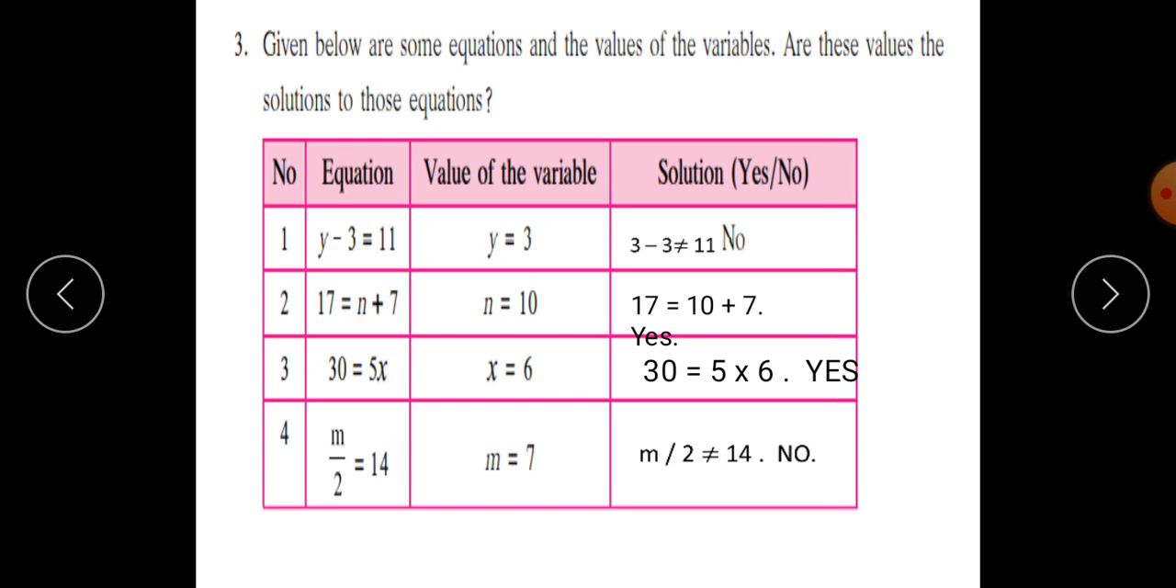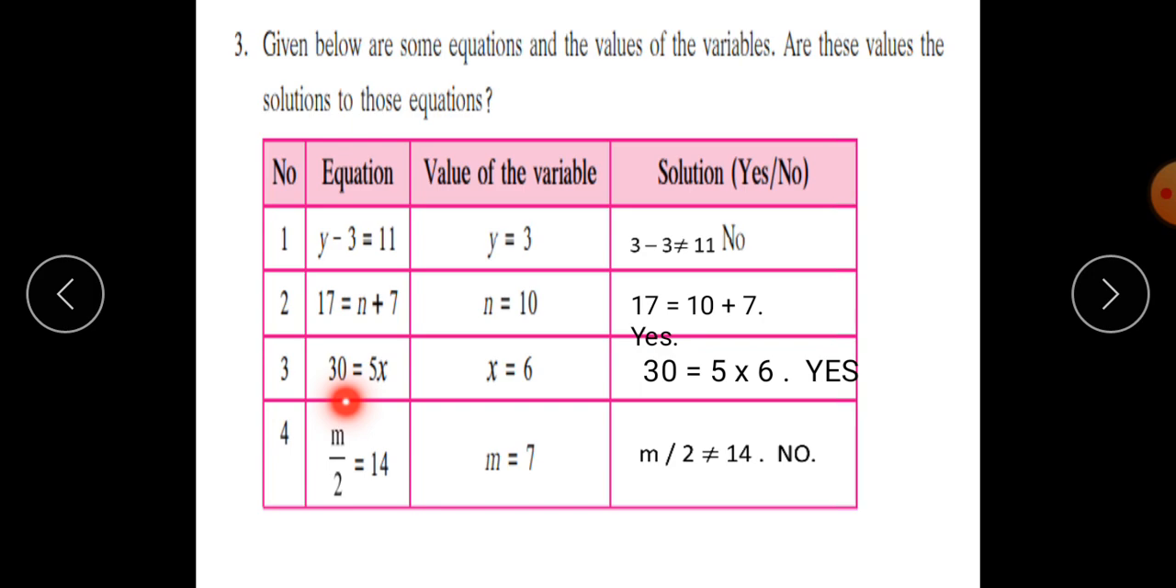Second one, 17 is equal to n plus 7. They have given the value of n as 10. Then if we substitute the value of n as 10, then 17 is equal to 10 plus 7, that is 17, and therefore n equal to 10, that is the value of the variable, is correct to solve the given equation. Therefore I have written yes here.